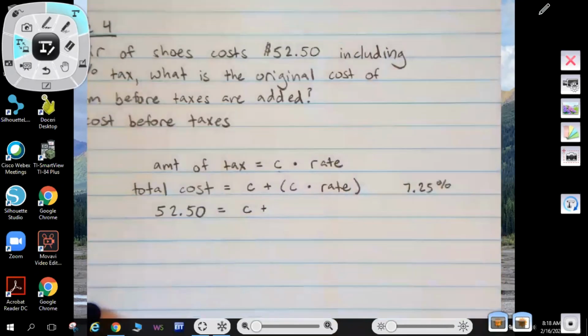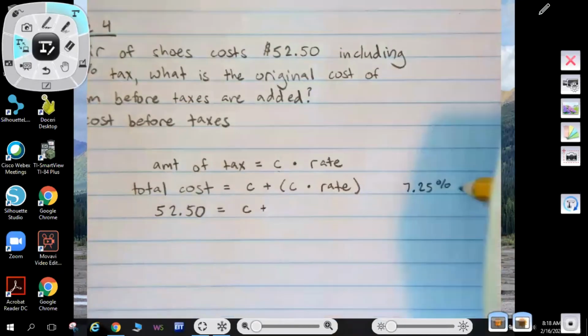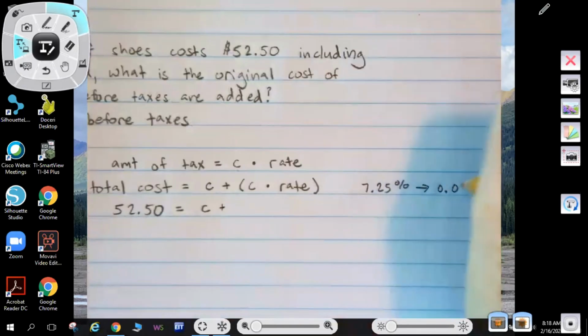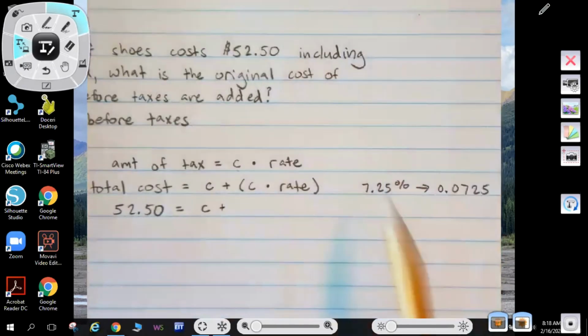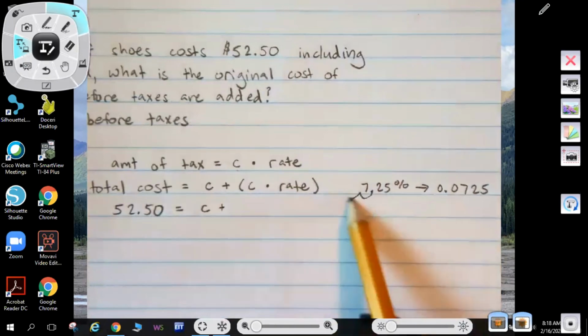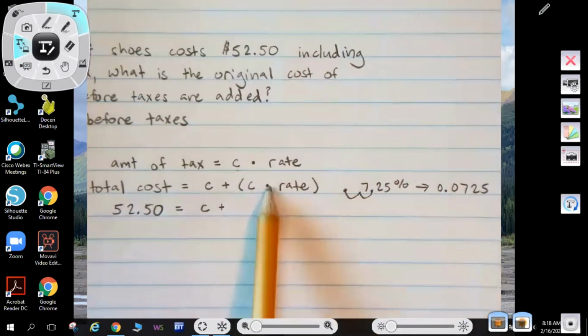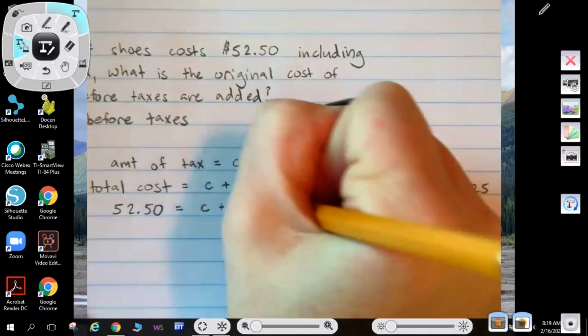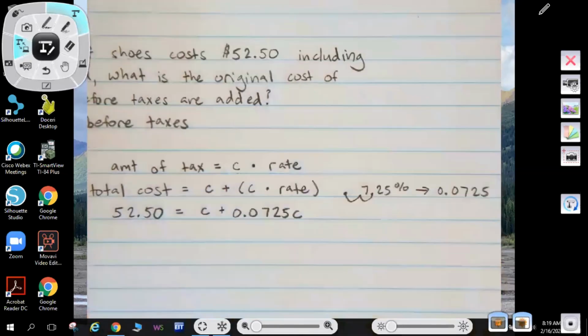But when we plug percents into equations, we always have to change it to a decimal first. So 7.25% is 0.0725 because we move the decimal 2 places to the left. So C times rate, we know the tax rate, it's 0.0725, and we're still multiplying that times the original cost. So 0.0725 C.